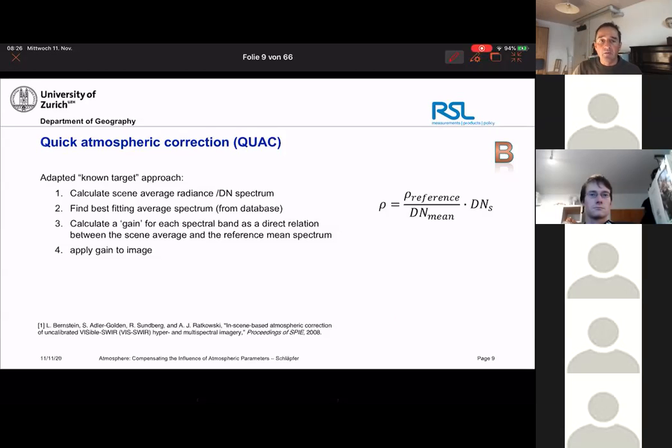And now you can get a gain between your average in the scene and your average from the database. This relation can then be applied to the digital numbers at sensor, or at-sensor radiances, according to the equation on the right. You see that's a very simple approach, and it's working surprisingly well for retrieval of relative reflectances.